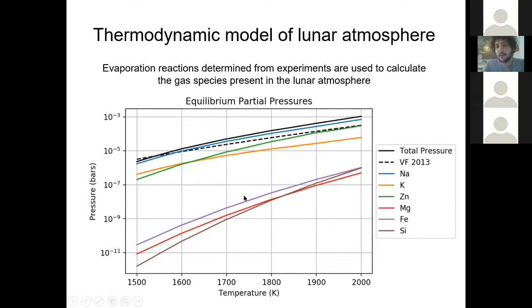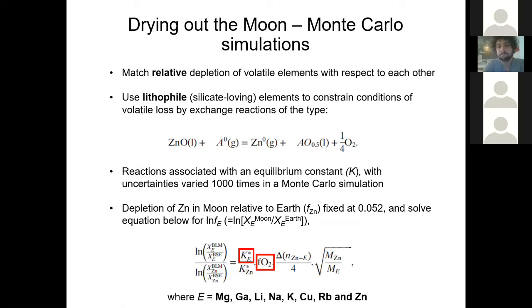And even though magnesium, iron, and silicon are the most abundant elements in the liquid, they're actually far less abundant in the gas, simply because they're not as volatile as these elements here. So with this sort of information in hand, we can try and predict how much of each element is lost, and in relative terms as well. So in fact, we can do this by comparing the relative depletion of such volatile elements with respect to one another in lunar rocks, and comparing that with our experimentally determined thermodynamic model.